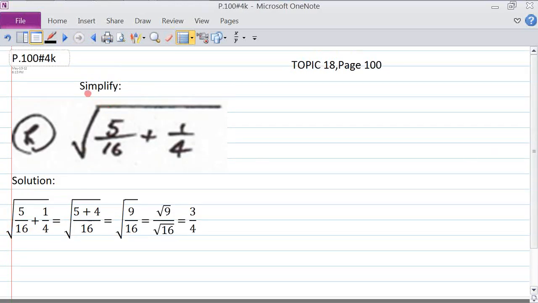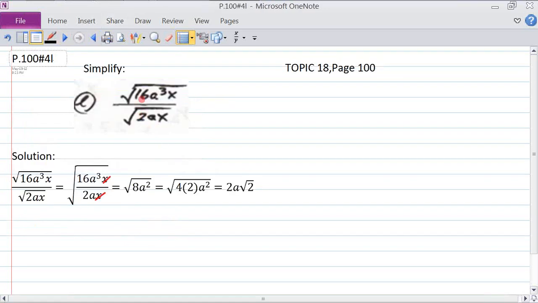Now here, in order to simplify this, what we've got to do is get one term, combine these two together, and so we've got to get a common denominator. So 5/16 plus a quarter. Well, a quarter, if I multiply the top and bottom by 4, I get 4/16. So I can add 5 plus 4 over 16, which is 9 over 16. Separate this into the numerator and the denominator. Square root of 9 is 3. Square root of 16 is 4.